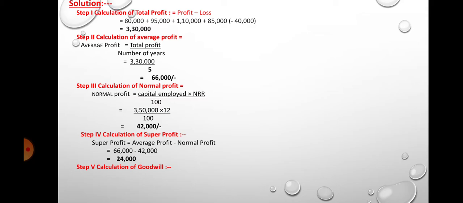Next step, calculation of goodwill. Goodwill is equal to super profit into number of years purchase, which is 24,000 into 2, equal to 48,000 rupees. Goodwill is calculated here.